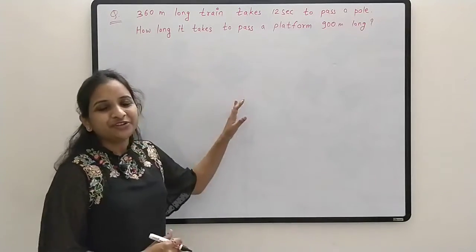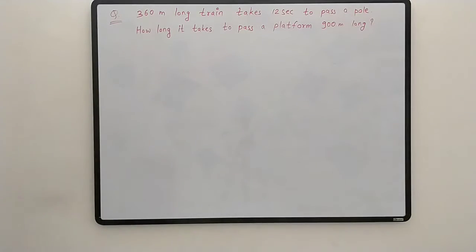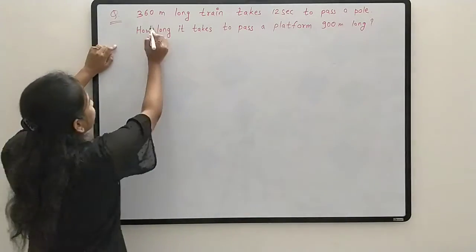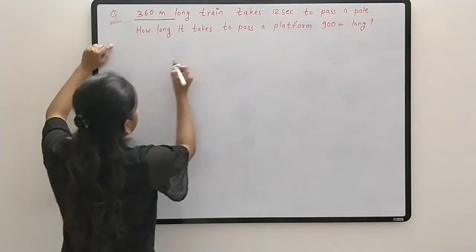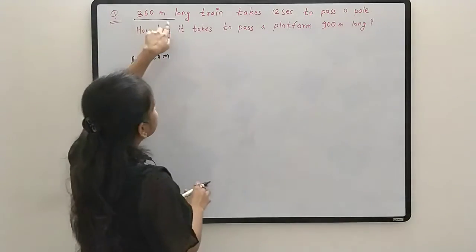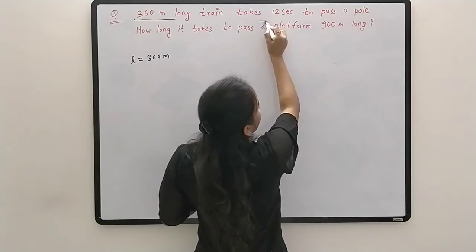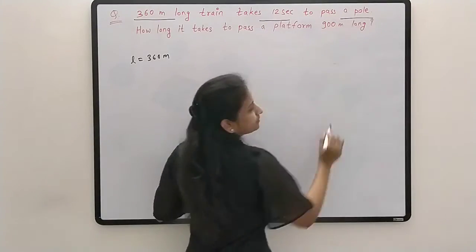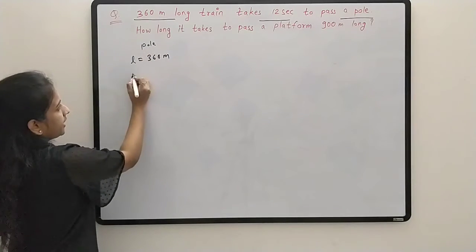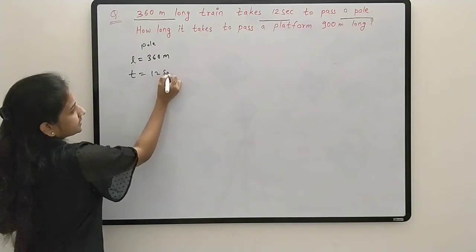This question, try to solve it on your own. Let's solve it together. See what is given in this problem. A 360 meter long train, so length is given. Okay, 360 meter. A 360 meter long train takes 12 seconds to pass a pole. So to pass a pole, the train takes 12 seconds.